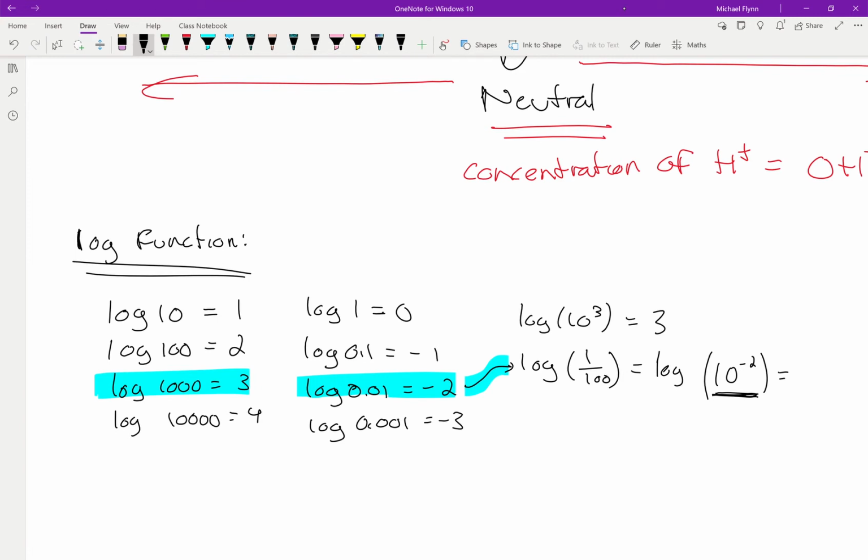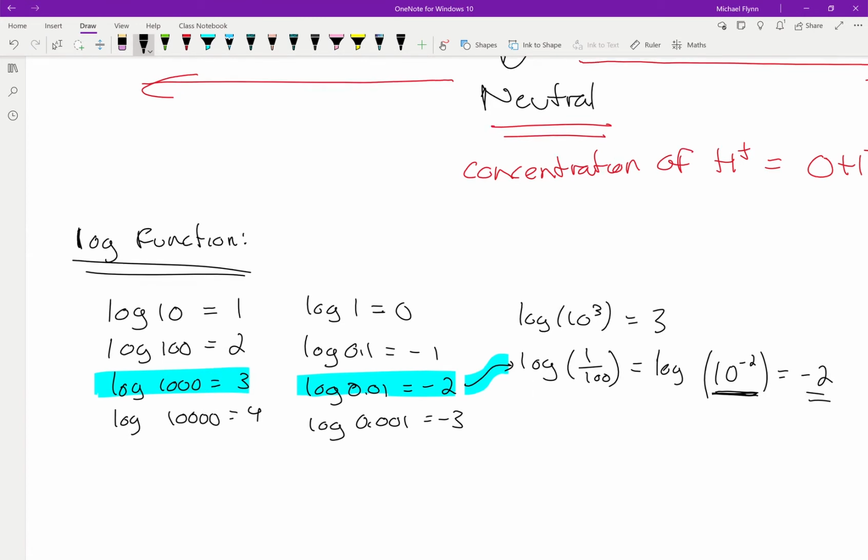Now, what this tells us is that when you press the log of 10 to the negative 2, it just tells you what power of 10 it is, right? So it tells you the exponent. Get it? That's all the log button does. Okay, so that's what the log button does.